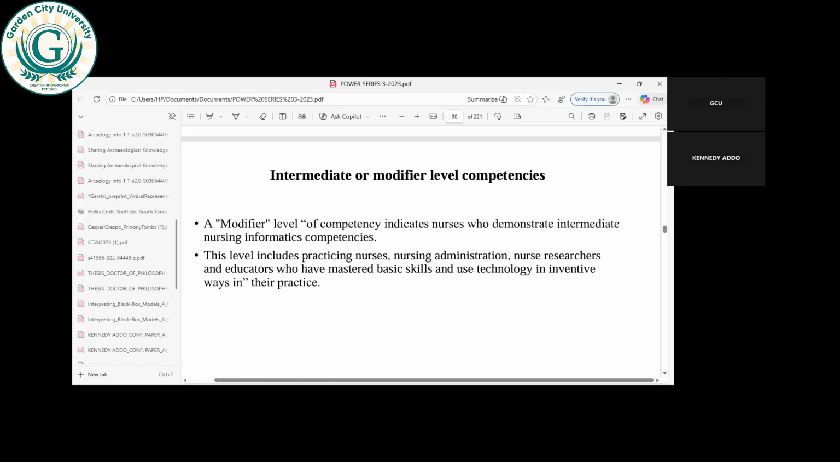The next one. Intermediate or modifier level competency. But before I dig deep into this, every practicing nurse or user of an information system should at least be seen at this level of competency, that you are considered as intermediate or modifier level.